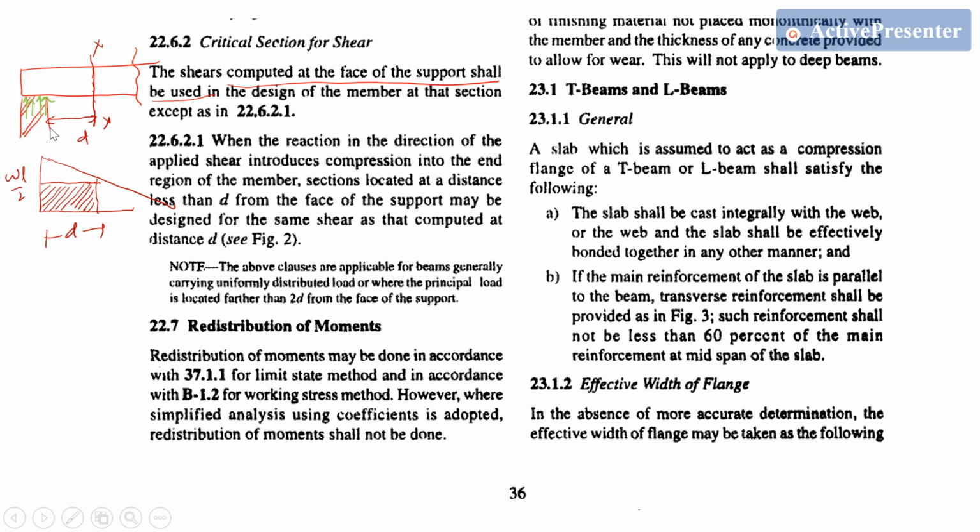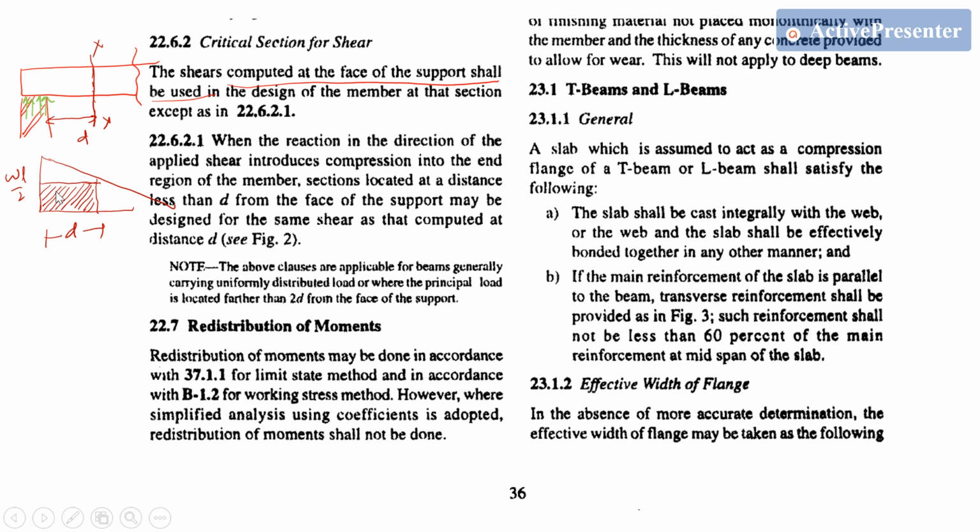Okay, I will calculate the shear force at the critical section, at a distance of d from the face of the support. That is, up to d only I will calculate. There is a variation for shear force, and after this, in this portion, there is no variation. The shear force is uniform.